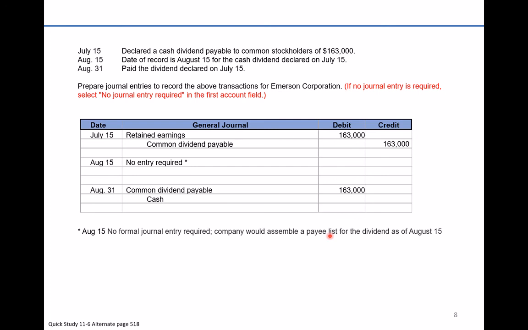And now the shareholders are actually getting cash, so the company's cash reserves are going to be lowered by the amount of the dividend. Since cash is an asset, assets have normal debit balances, we lower cash with a credit entry of $163,000.